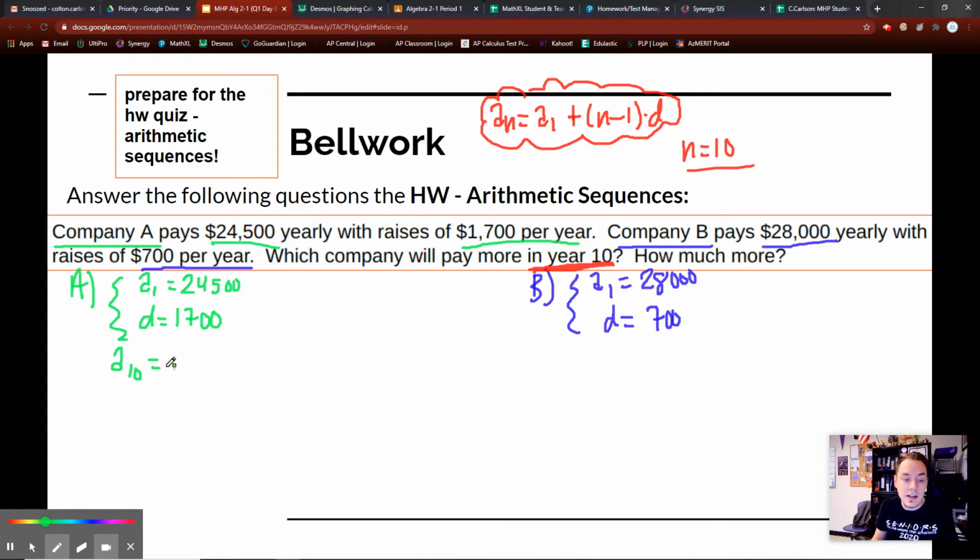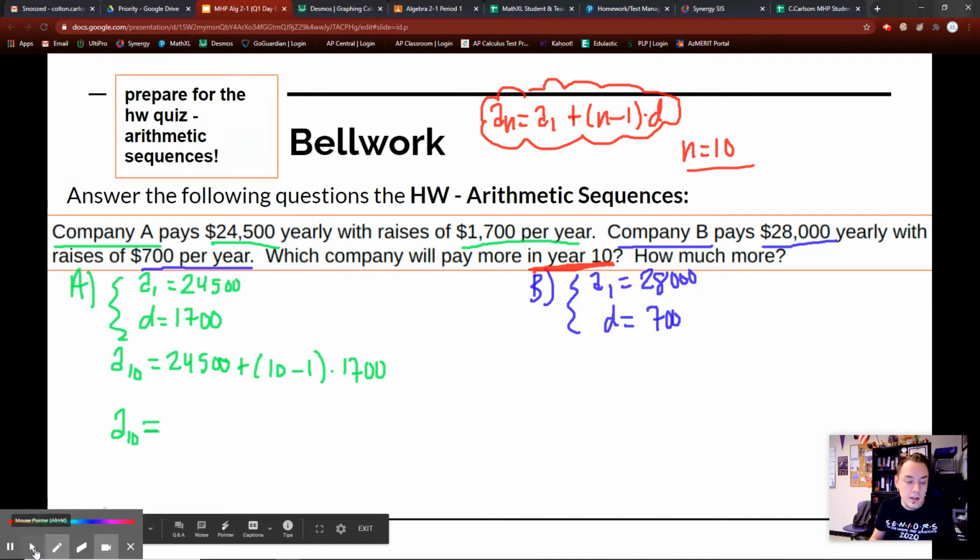So a sub 10 equals a sub 1, which we said was 24,500, plus, and then this is going to be 10 because that's my n, right? Minus 1, and then times my common difference of 1,700. Now, watch what I'm about to do here. I'm going to put this whole thing into Desmos.com. I want you guys to get familiar with Desmos. If you're not familiar with Desmos, that's a shame because you ought to be.